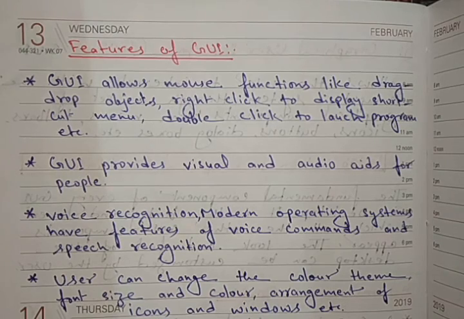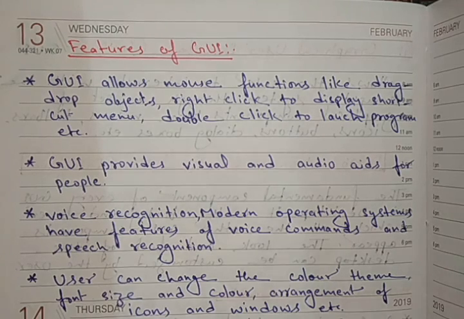The second one, the accessibility features. A GUI provides visual and audio aids for people. Common aids are moving the mouse pointer using arrow keys on the keyboard, magnifying a part of the screen, sound for various notifications and warnings, visual attention like a blinking window or icon, reading out the text in the message boxes and the windows, etc.